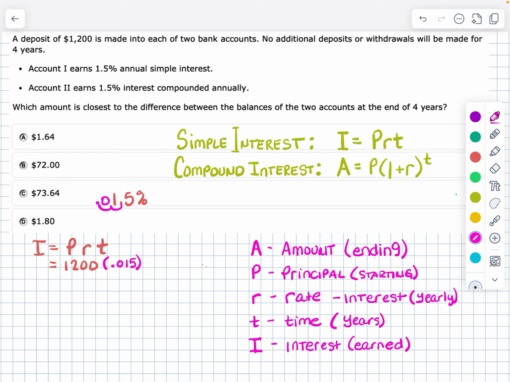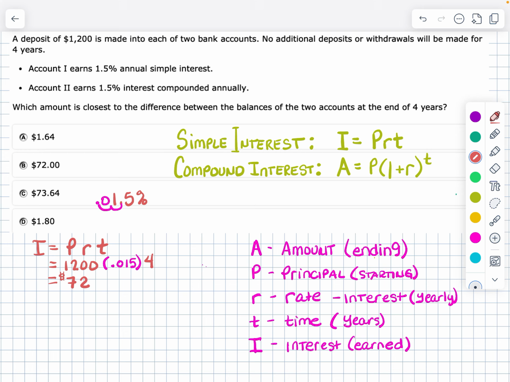Okay, so I'm going to plug this into the calculator, and I can go straight across with it. And you can't see this, but trust me, this is what I'm doing. So I have 1,200 times 0.015 times 4, and that equals 72. And that's $72. That's the interest made on the $1,200 over 4 years with simple interest.